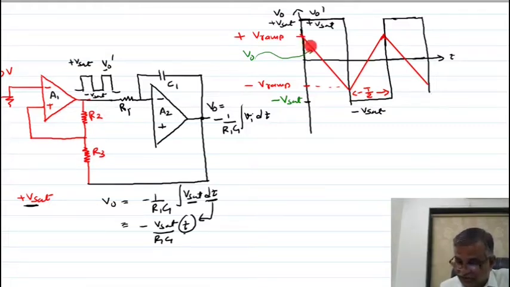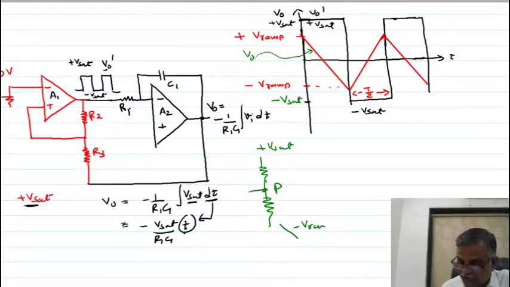So this negative going ramp is given to the lower end of the potential divider network R2 and R3. The upper end has a voltage of plus V sat, and the lower end has the negative going ramp voltage. So the potential at point P is changing. As a result, the potential at the plus terminal is changing.